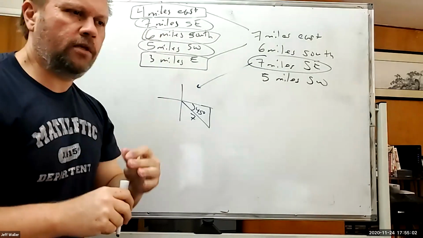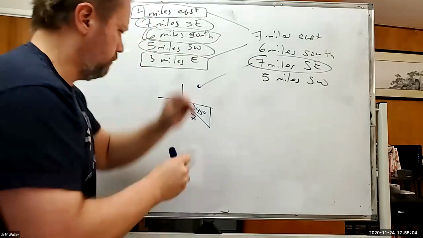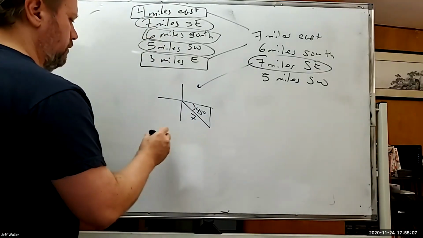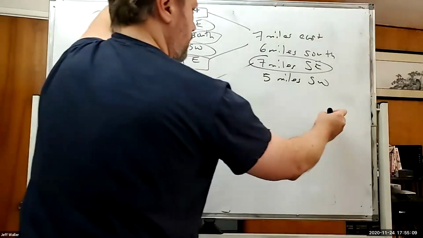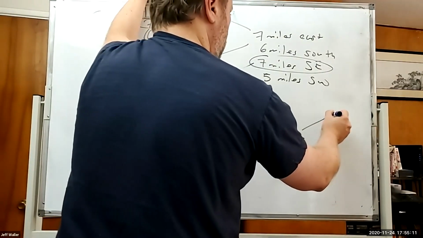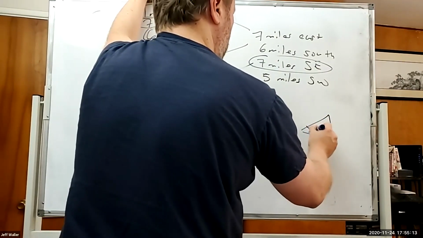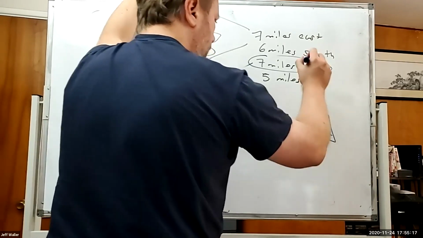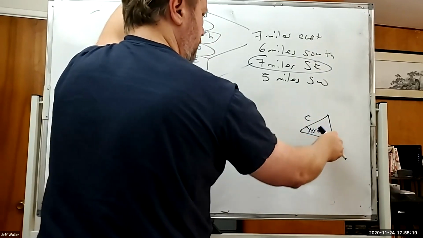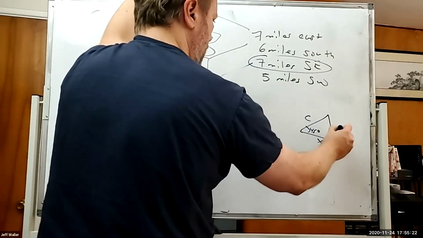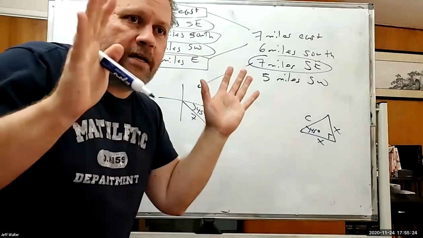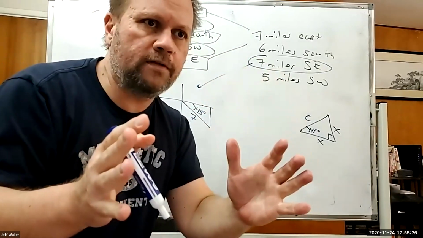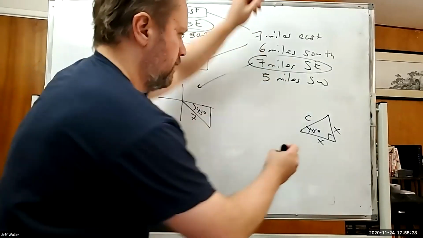Watch this, guys. I know somebody out there has to know this. If I have a 45-degree triangle and my hypotenuse is C, what will these sides be? Stay with me now. This is a basic thing from geometry.